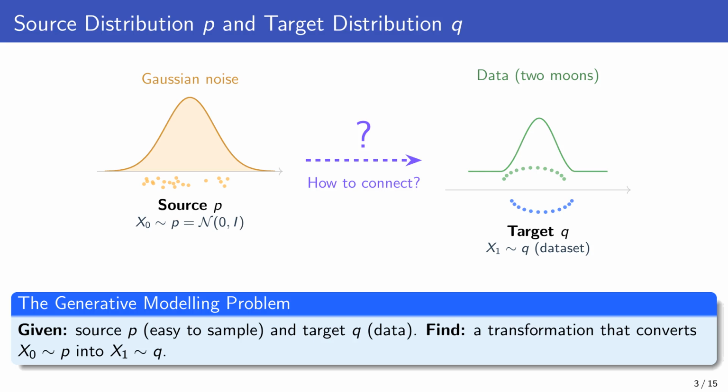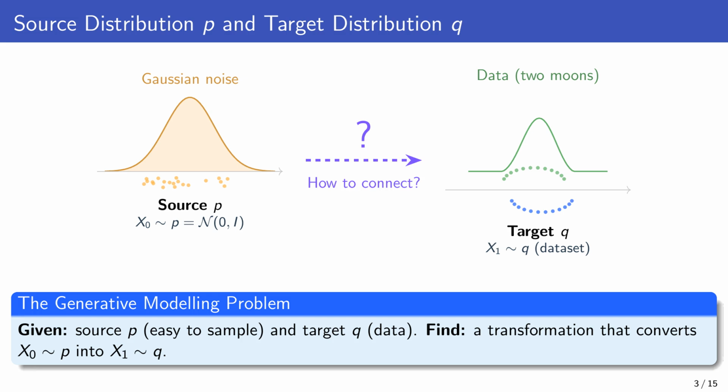Let us set up the problem precisely. We have two distributions. On the left is the source distribution P, which we choose to be something simple and easy to sample from. The standard choice is a Gaussian. X0 is drawn from a normal distribution with mean 0 and identity covariance. This is our noise. On the right is the target distribution Q. This is the data we want to generate. In our running example, it is the two moons shape.